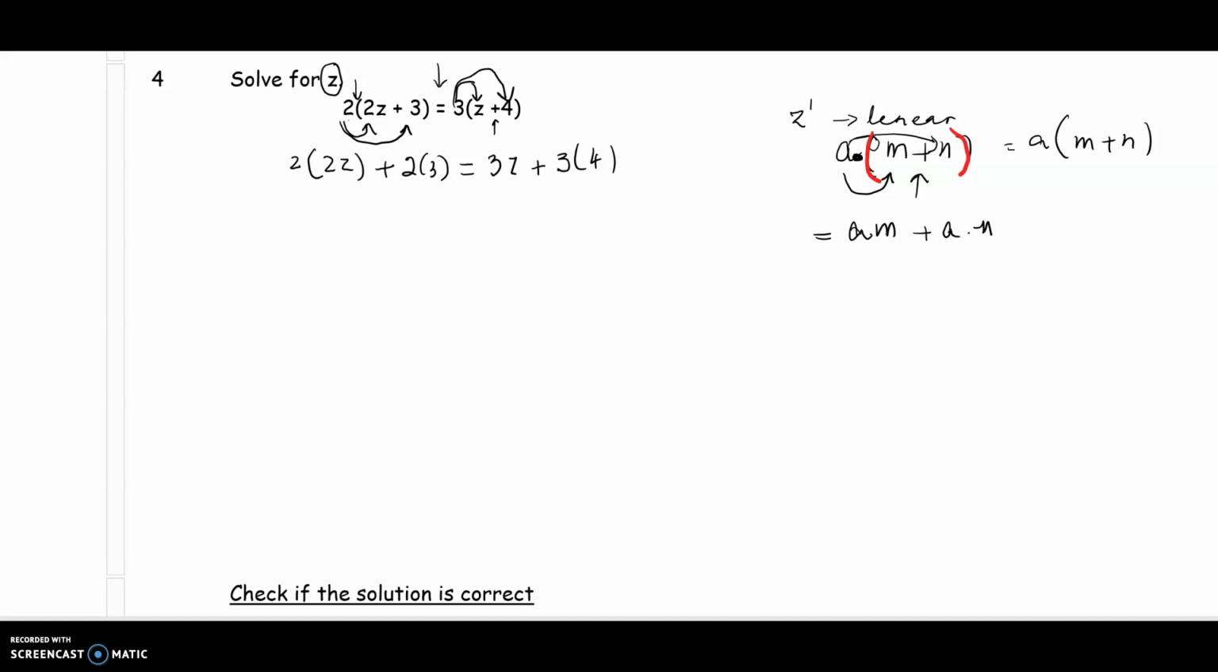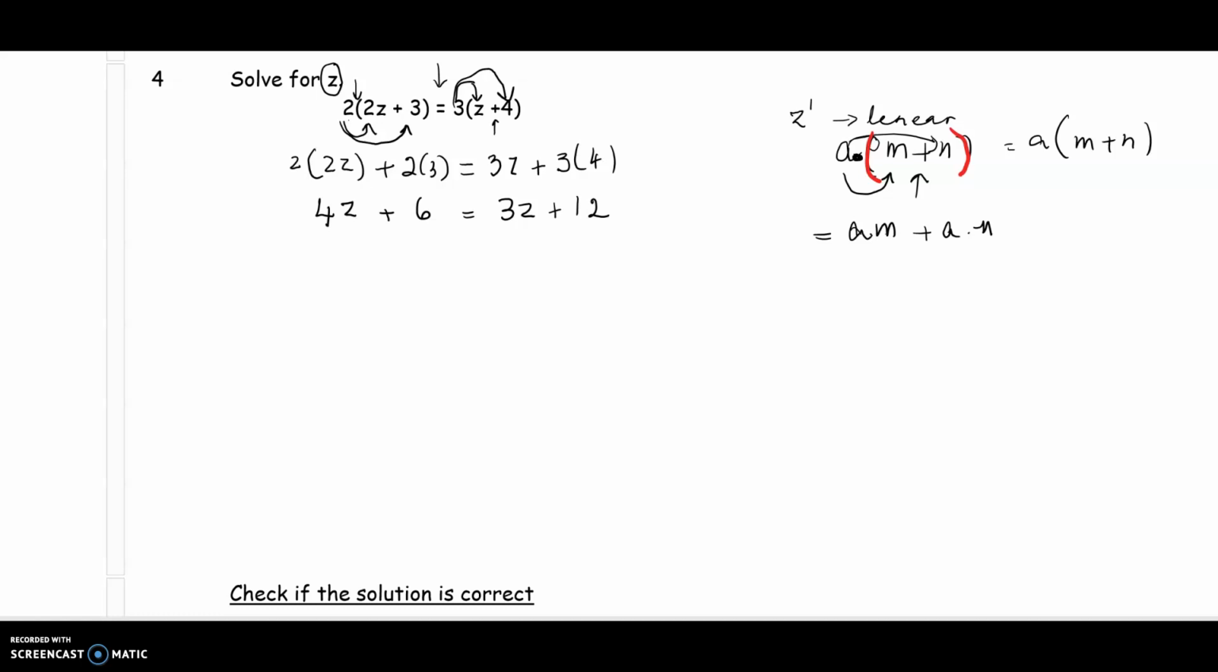So we've used the distributive property on both sides. Now 2 times 2z is 2 times 2, 4. We just multiply the numbers. So that's 4z plus 2 times 3 is 6 equals 3z plus 3 times 4 is 12. So now we have an equation in a familiar format. All we have to do is isolate the z's on one side.